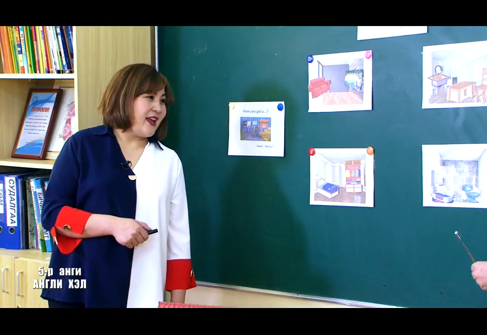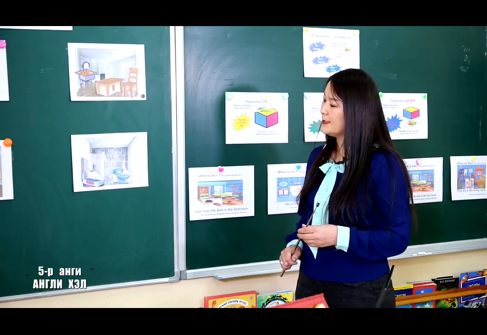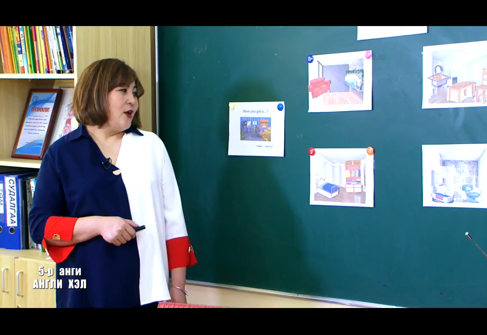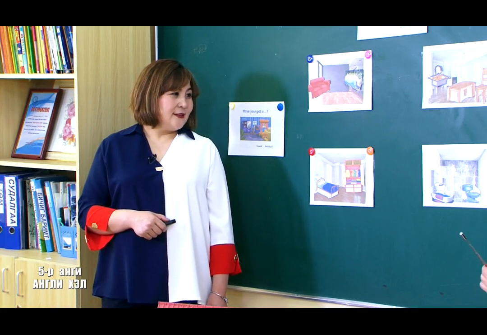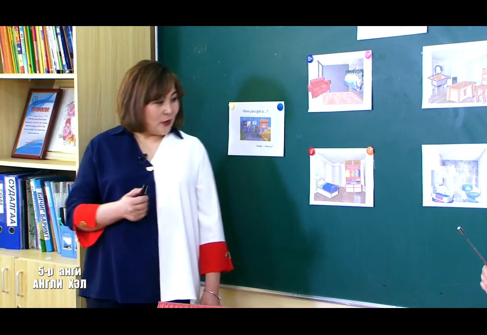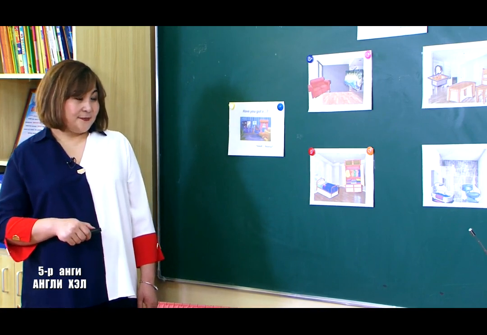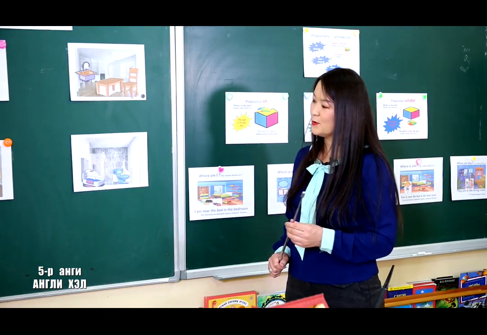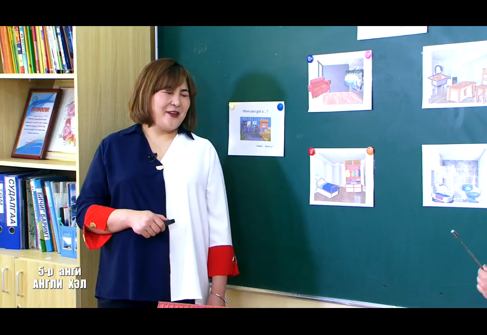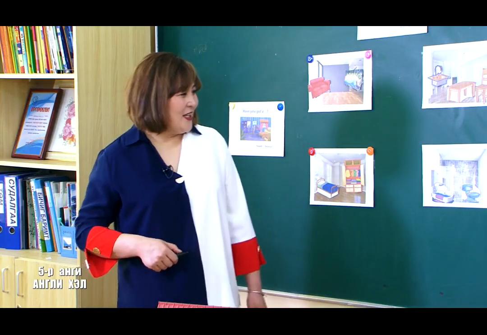Where is the bed? The bed is in the bedroom. Where is the wardrobe? The wardrobe is in the bedroom. Very good. One more time. Where is the bed? The bed is in the bedroom. Where is the wardrobe? The wardrobe is in the bedroom. Very good. Next one. What is this?